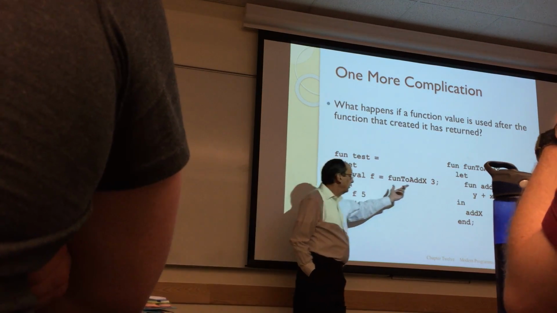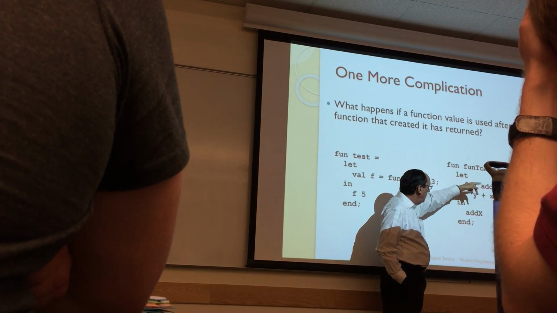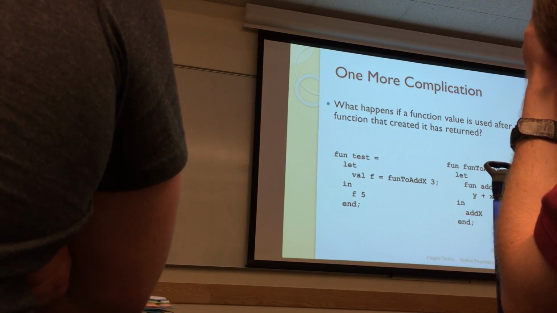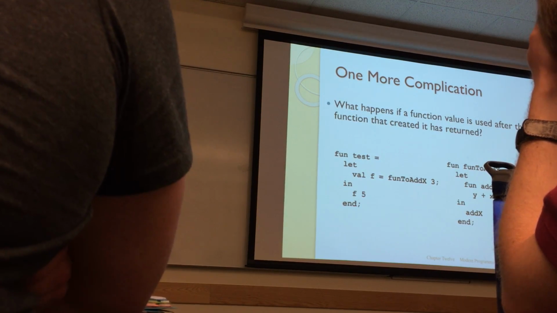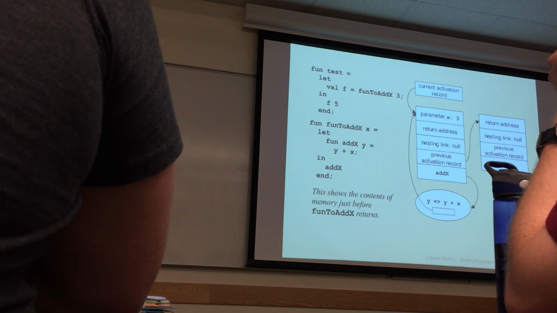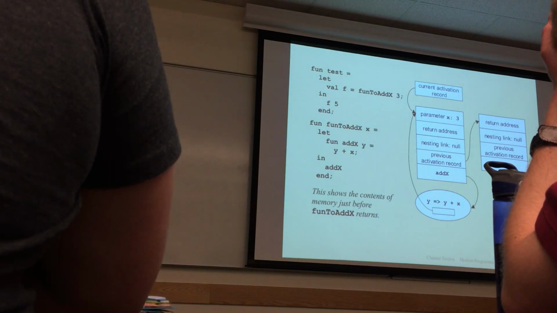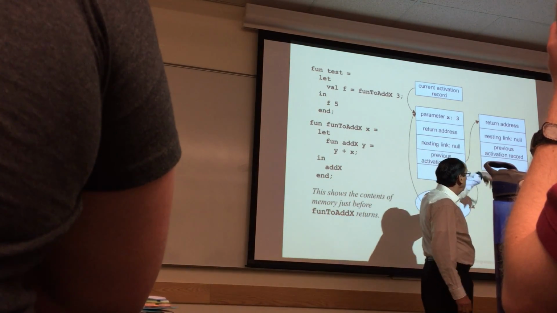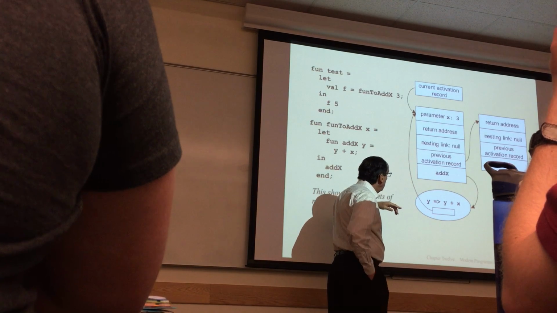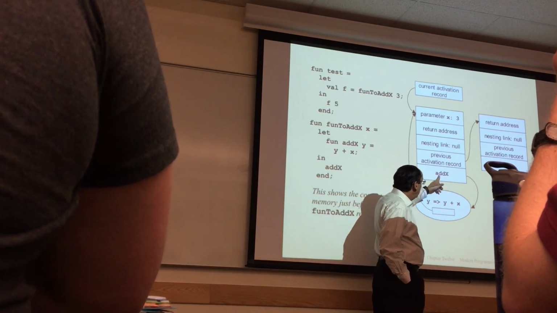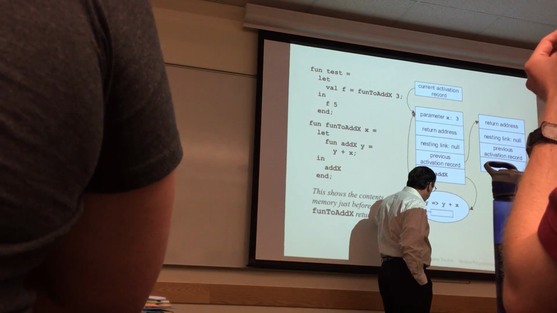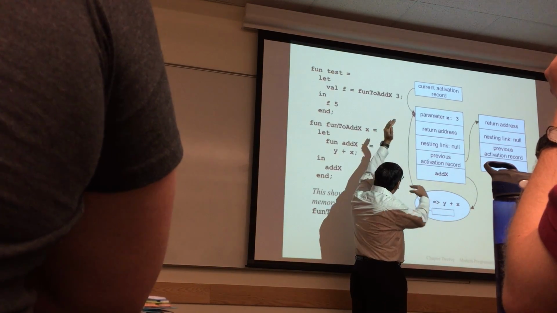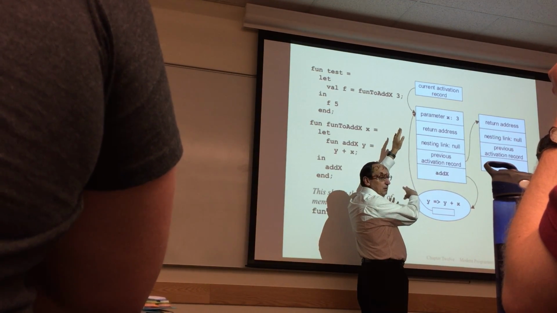But how does it access the 3 that was sent and bound to x when funToAddX is gone? It's finished executing. And again, the answer is, we're going to have to somehow have a closure to that. So here's the point where we have called funToAddX. This is funToAddX. Here's the main little test code. And what's going to happen is addX, of course, has this closure. This is going to be its code, but it also needs to reference the activation record in which it was nested, where x was defined.